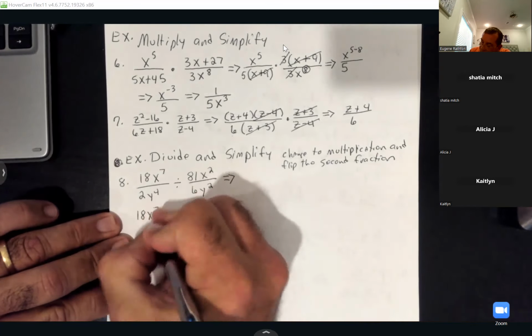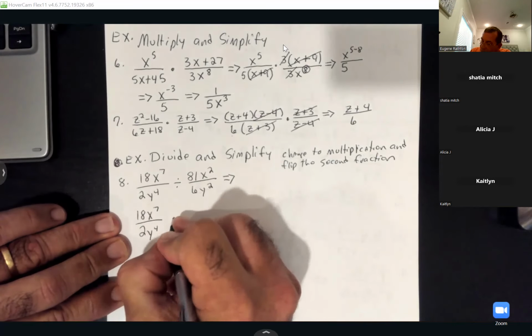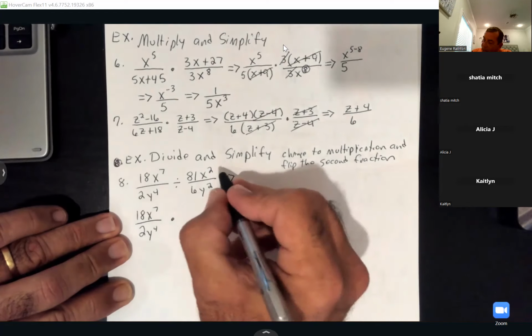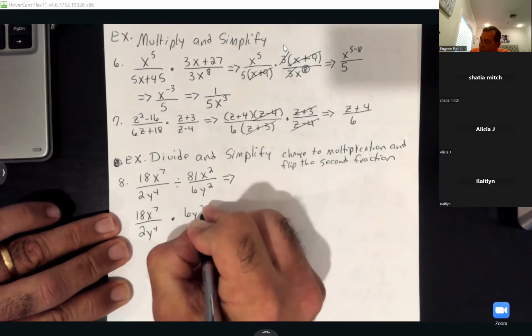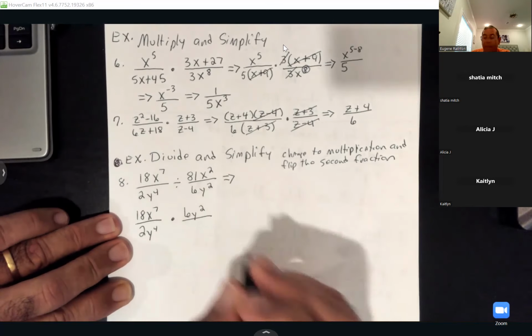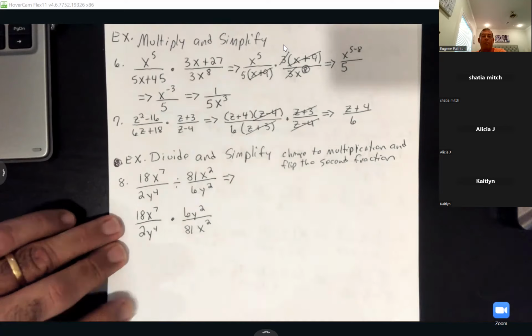So we leave the first fraction the same. I'm going to change to multiplication now. And we're going to flip the second fraction so that we get the 6y squared on top and the 81x squared on the bottom.